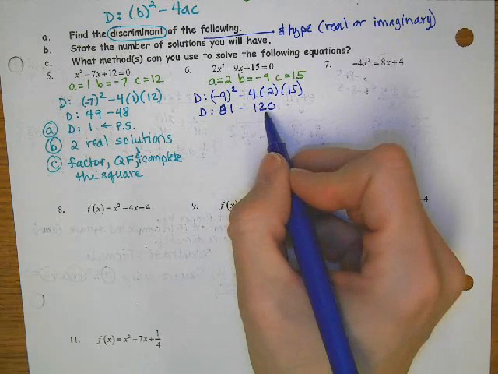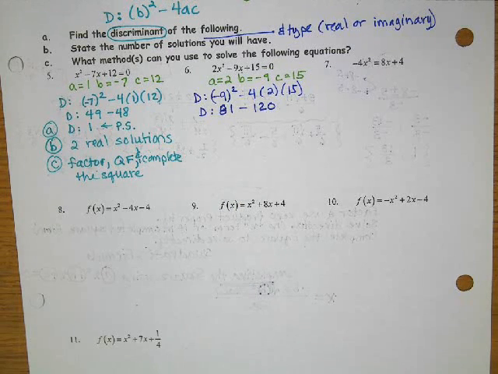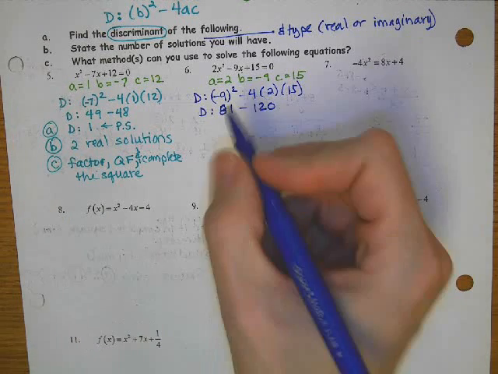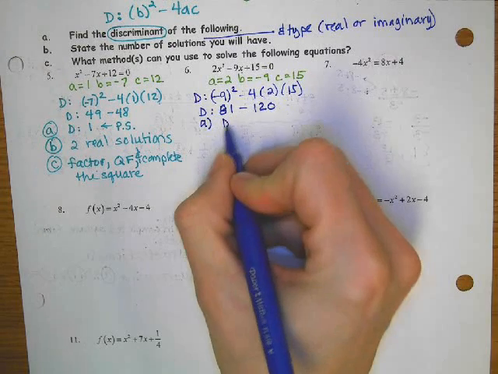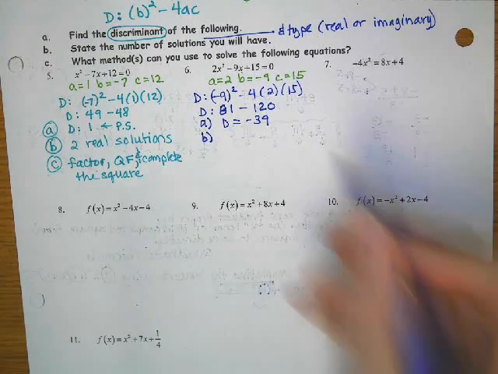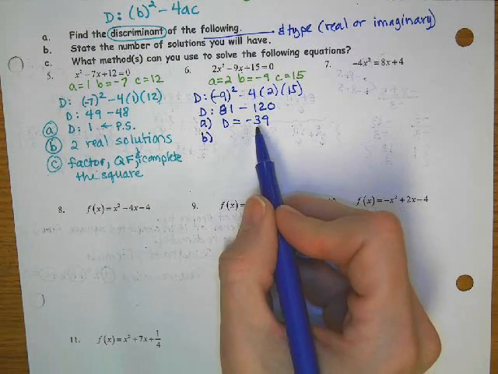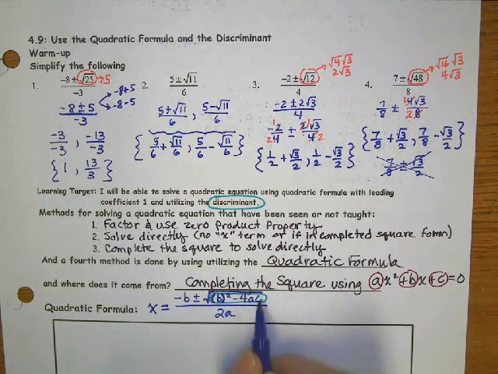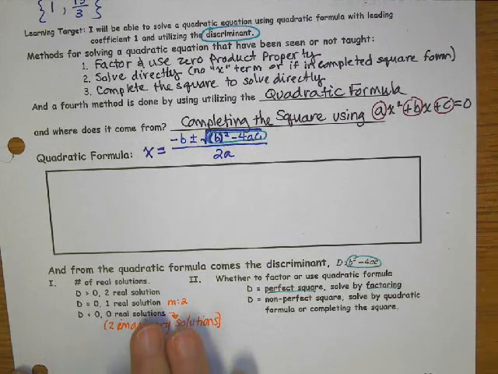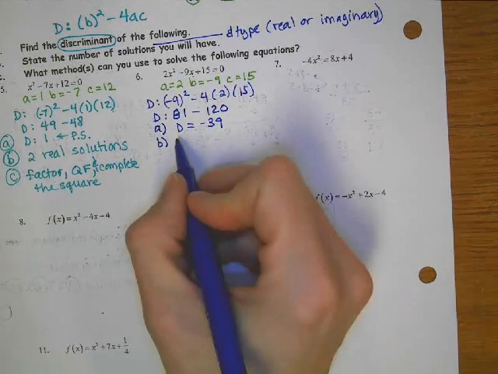So if I do 81 minus 120, that is going to give me a negative discriminant of -39. So if my discriminant for part A has a value of -39, part B then means, because it's negative, that the part that is under the square root in the quadratic formula is negative. If I am trying to take the square root of a negative number, I'm going to end up with no real solutions, and instead of saying no real, we're just going to go right to saying 2 imaginary solutions.